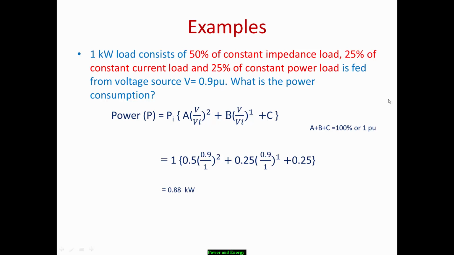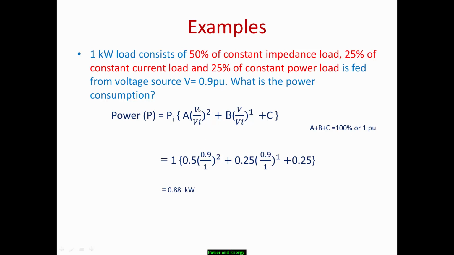While solving this problem, you are supposed to take account of all three cases, where the first term represents your constant impedance load, the second term represents your constant current, and the third term represents your constant power load. So A, B, C represent the percentage of those loads. In fact, A, B, C, all three put together make 100%. Or in other words, I can tell you it is 1 per unit.